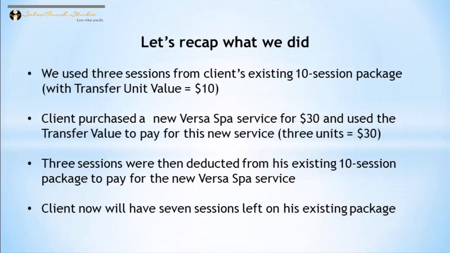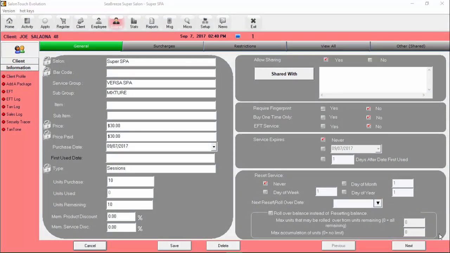So to summarize, here's what we did. We used 3 sessions, each session having a transfer value of $10, to pay for a new service that Mr. Saladna bought, a Versa Spa service, which was $30. And 3 sessions were deducted from his existing package. So by now you have seen that it's not very difficult to set up transfer value and to use it to purchase other types of services.